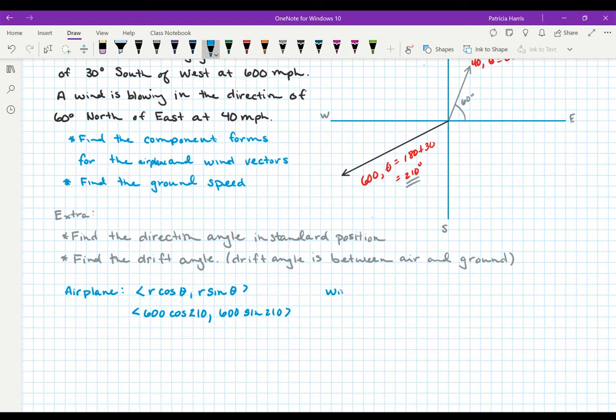For our wind, we're going to use the same formula, magnitude times cosine of the direction angle. So we have 40 miles per hour, then cosine of 60 degrees. Now, north of east is already in standard position, so I didn't have to convert it. All right, so let's get our calculators out and figure out what that is.